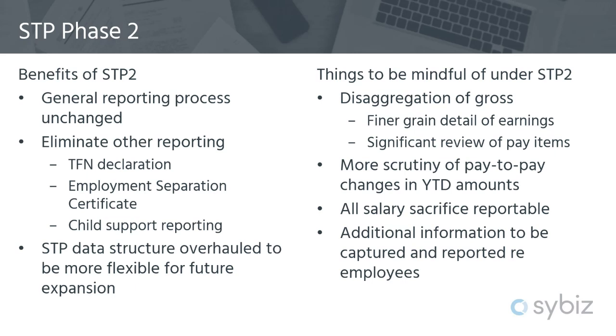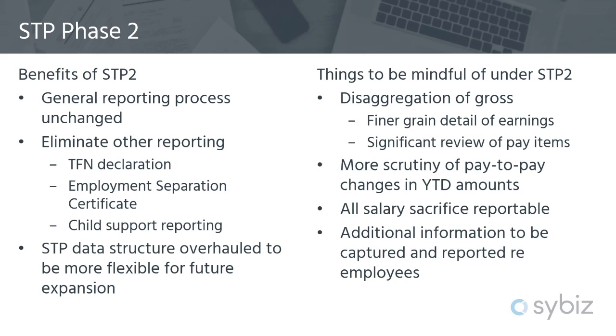And all salary sacrifice is going to be reportable. So at the moment, things like say exempt benefits. So if you salary sacrifice for an eligible portable electronic device, that's something that the ATO wouldn't actually know at this point in time, but under STP2, that kind of stuff is now going to be reportable as well.